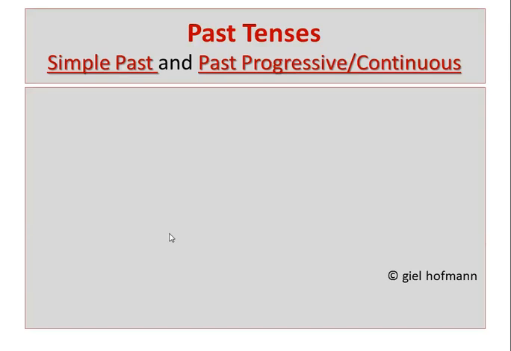So let's talk about past tenses. In English, there are two past tenses. There's the simple past, and there's another past tense called the past progressive or past continuous. And we will talk about the two and show you the difference.